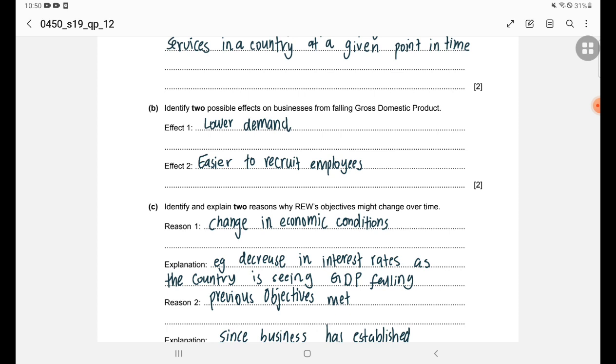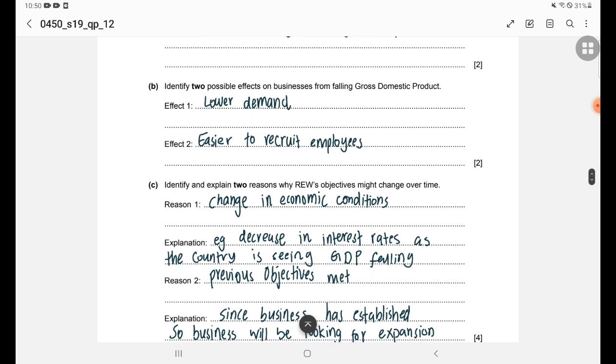Other things that you can talk about are that they're less likely to invest or expand. Obviously, since there's low demand, there will also be lower profit. The spare capacity increases, and also since there's lower profit, of course you'll have a reduced level of inventories or stock or less output, something like that. You can choose anything, and anything is fine, like I said.